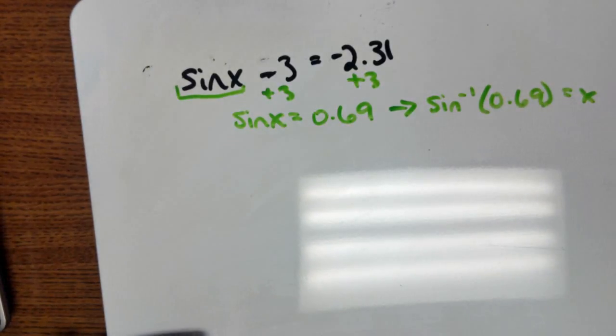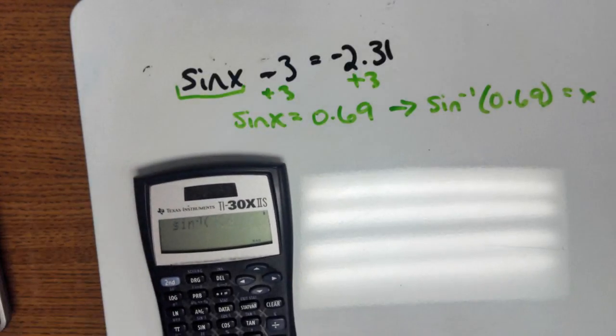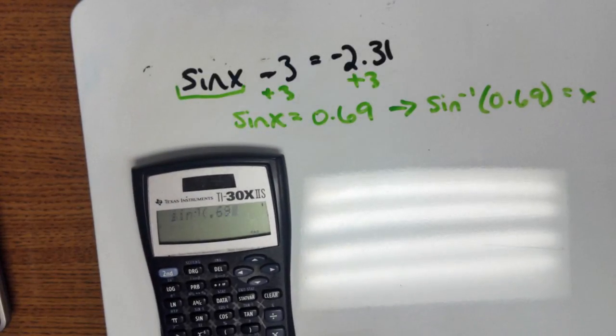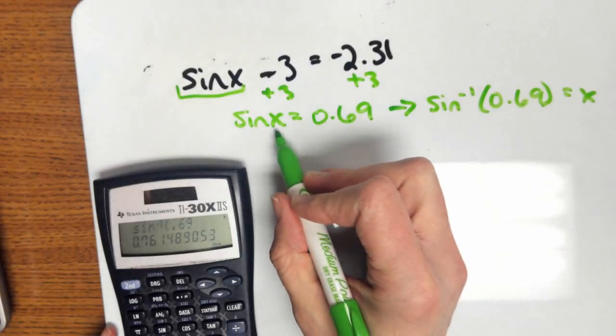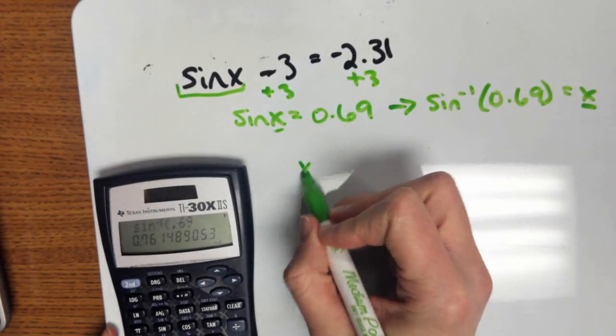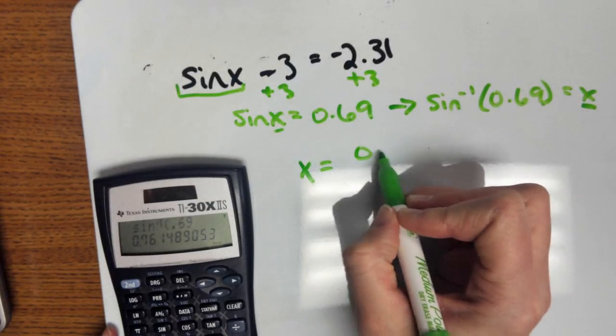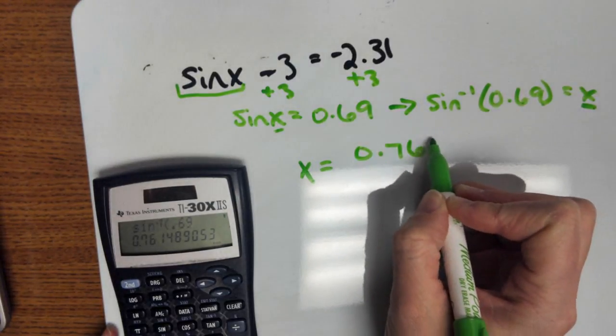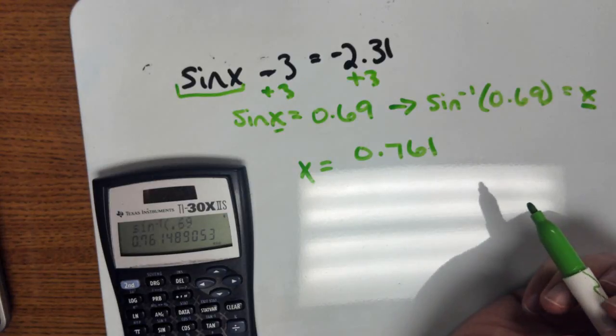So then we're going to take the inverse. I'm typing this in on my calculator, inverse sine of 0.69. And that tells me, well, I know it's x because x is already by itself here. So x equals 0.761. That's my principal value.